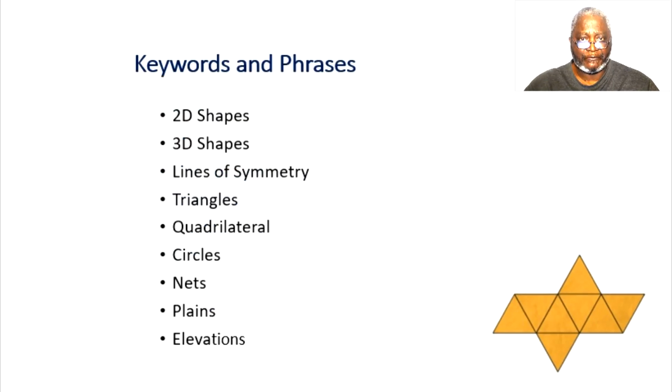The keywords you will be familiarizing yourself with are 2D shapes, 3D shapes, lines of symmetry, triangles, quadrilateral, circles, nets, planes, and elevation. The new words you'll be coming across are quadrilaterals, circles, nets, and planes, because I think we touched on elevation in entry level 3. You need to know these words, know what they mean, and be able to apply them in maths.